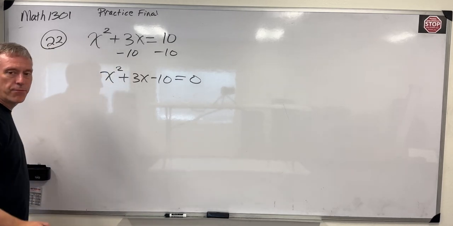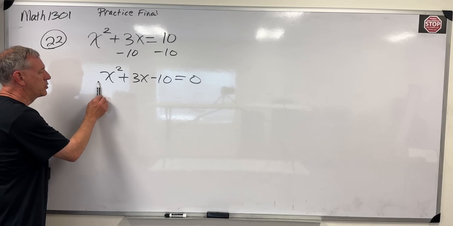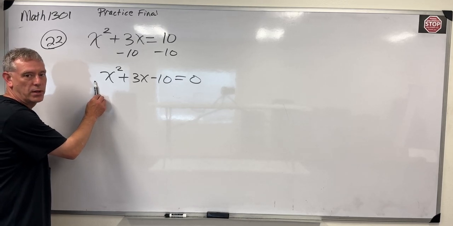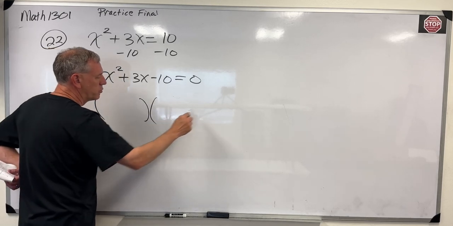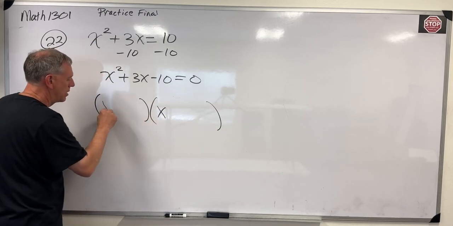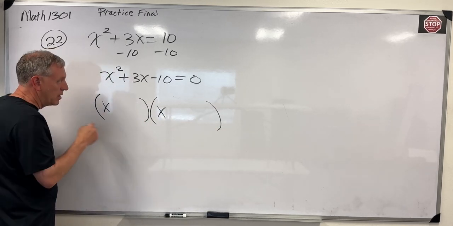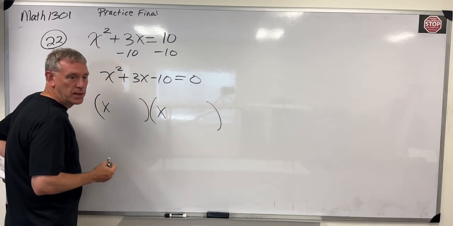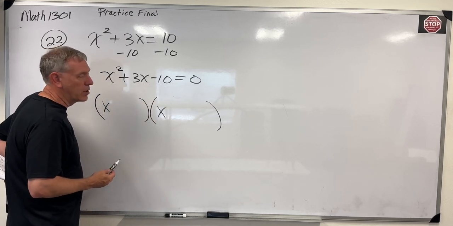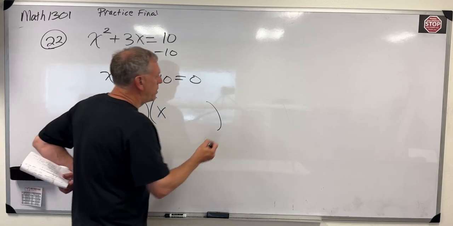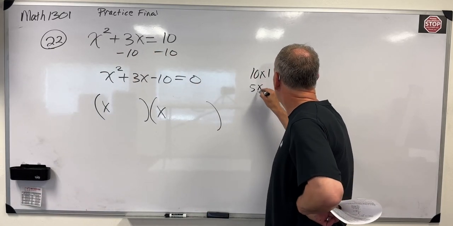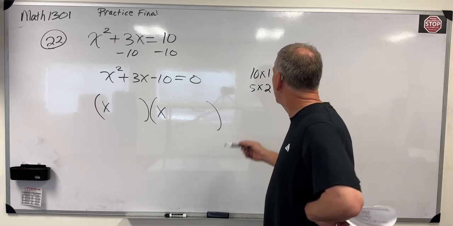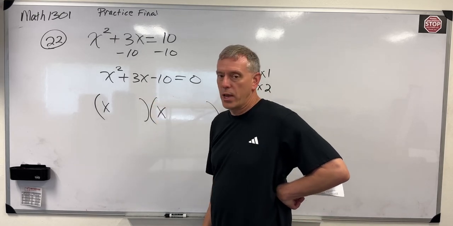And the next thing we're going to notice is that we have an x squared with no term in front of it, like a 2 or a 5 or something. So the structure of this will take on this format. The next thing we see is we have a 10. Two numbers multiply together to give us 10. It could be 10 times 1, or it could be 5 times 2. We need the difference between the two to be 3.